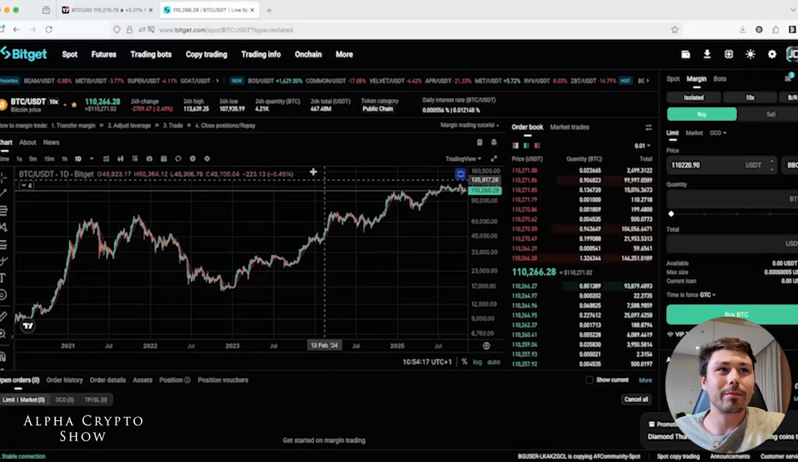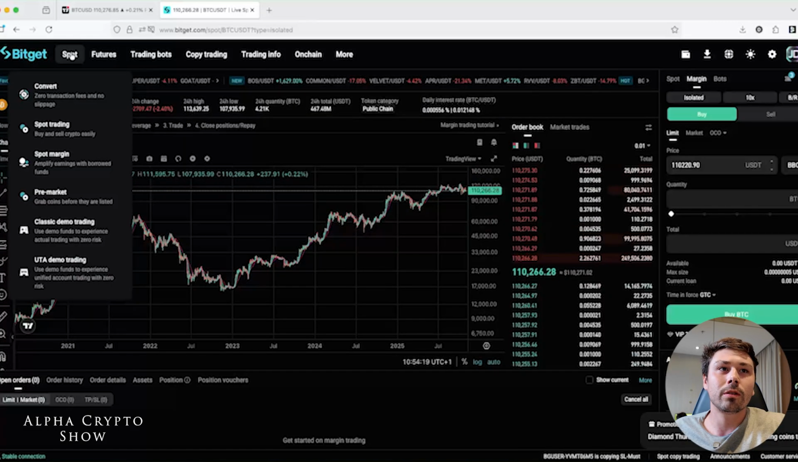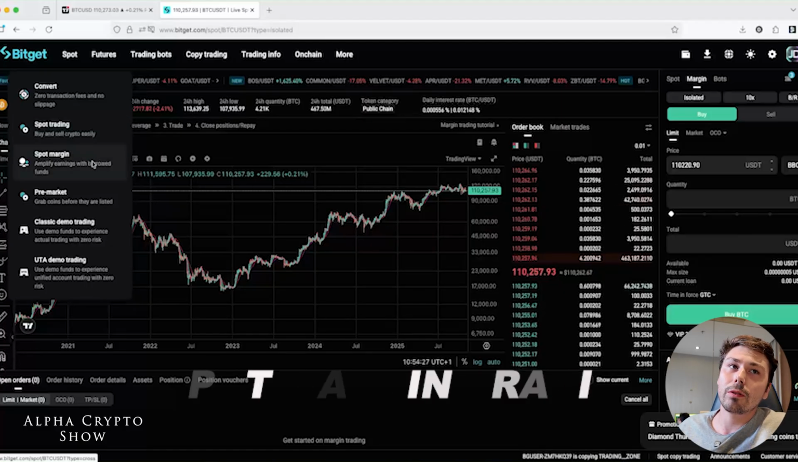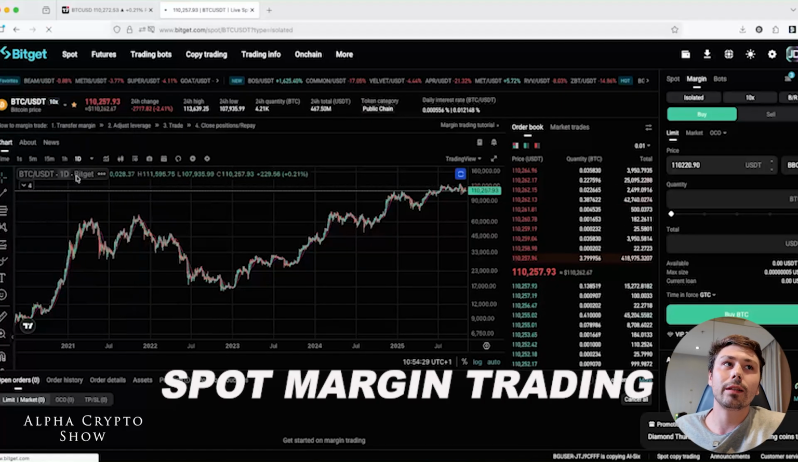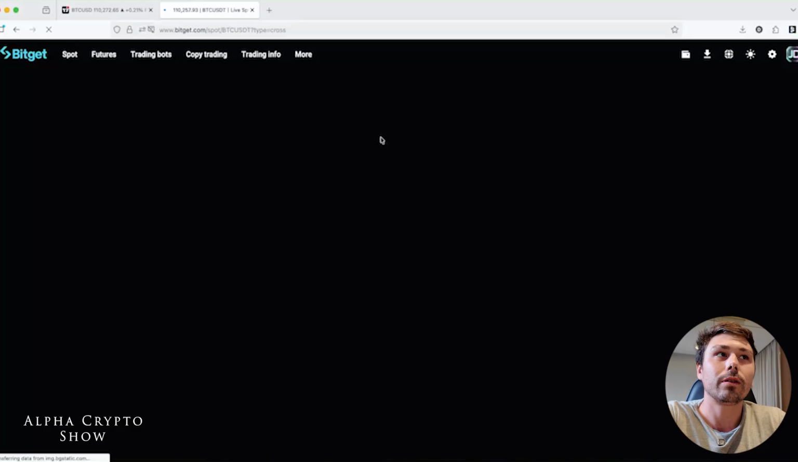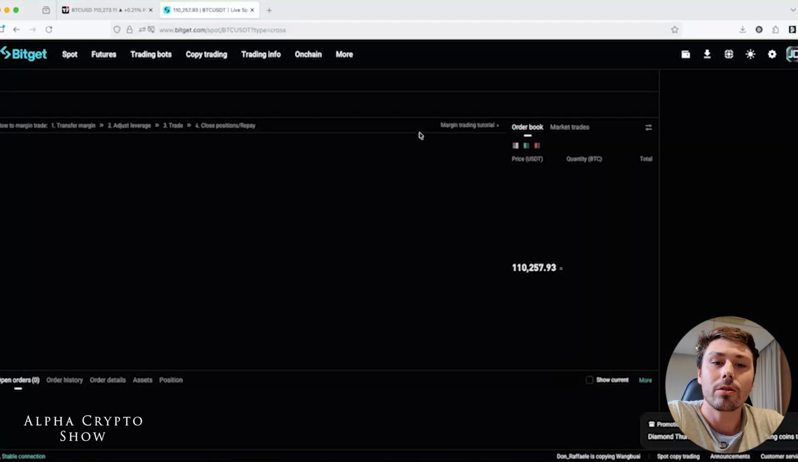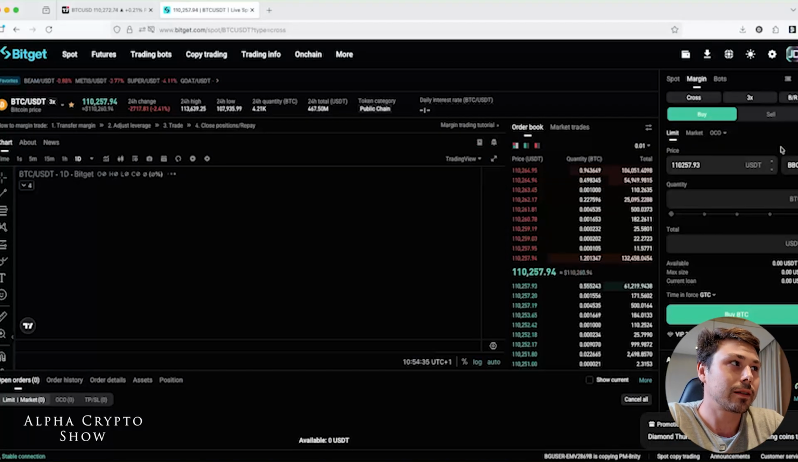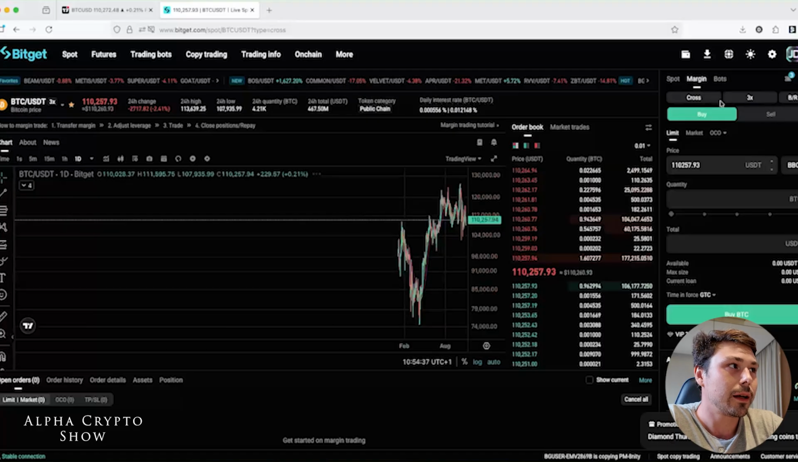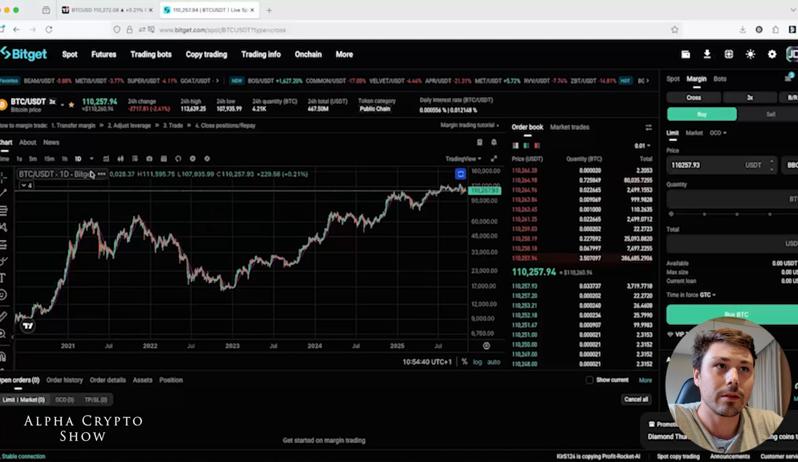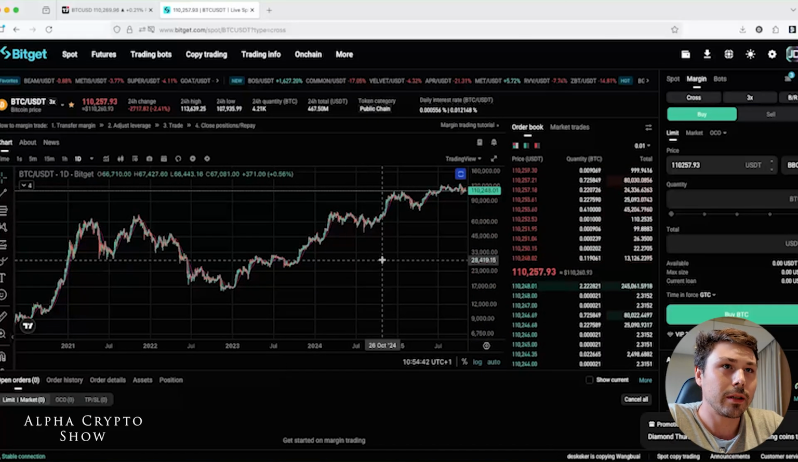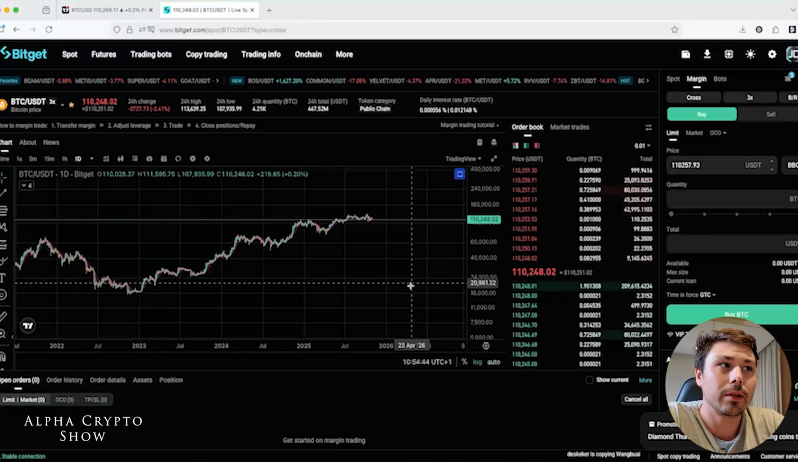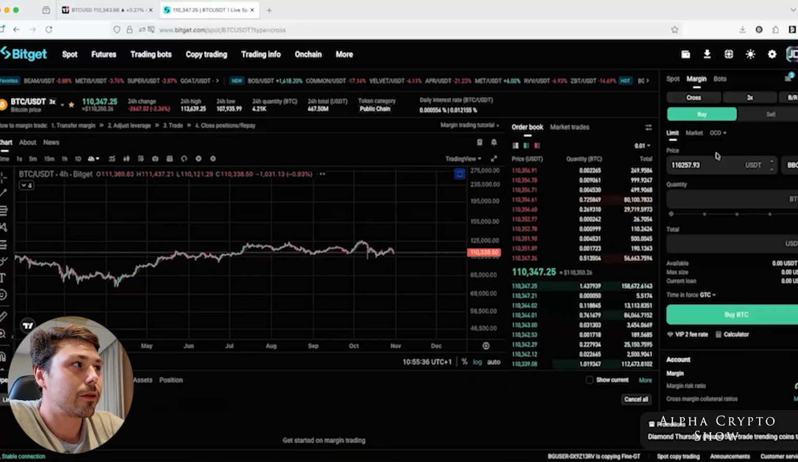Okay, we are here in the Bitget platform. If you go to the spot, you can go to the spot trading. That's what I showed you before, but you can go to the spot margin trading. In this option, you can use leverage. So actually you can borrow extra money from the exchange and you can open bigger positions. I show you Bitcoin because I trade mostly Bitcoin also. So I'm here in the spot margin trading.